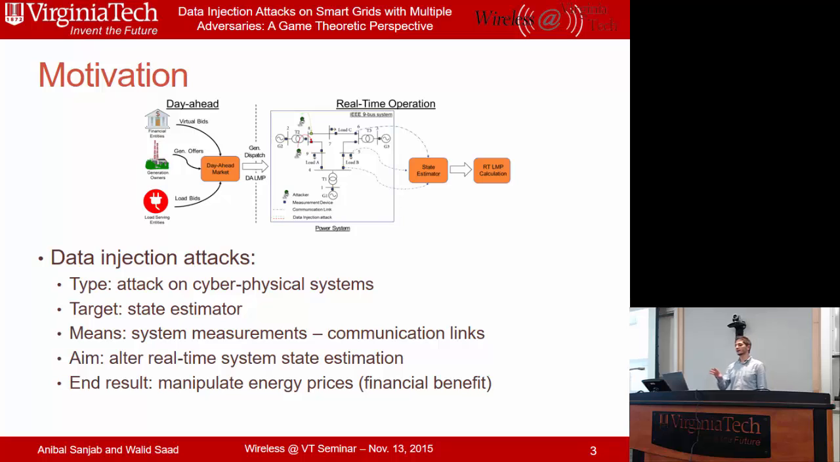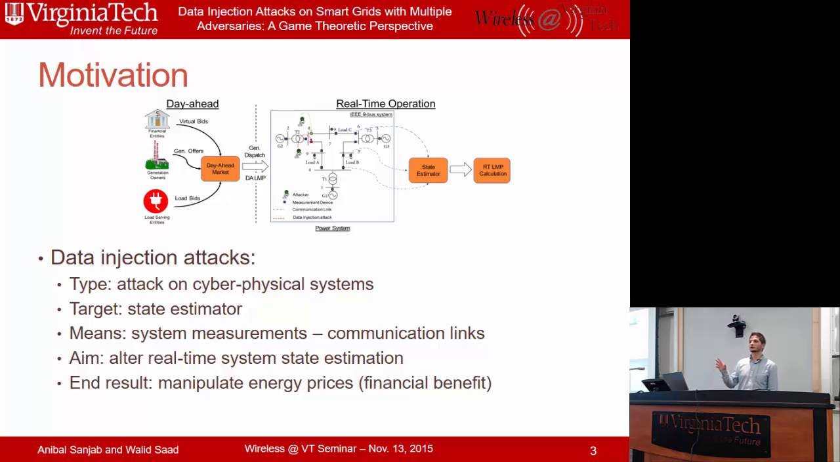And in that application, it mainly targets the state estimator of the power system, or that of a smart grid. The way of doing that is to mainly target the system measurement devices or the communication links connecting those measurement devices to the data acquisition system. And the main aim of doing so is to alter the real-time system state estimation.